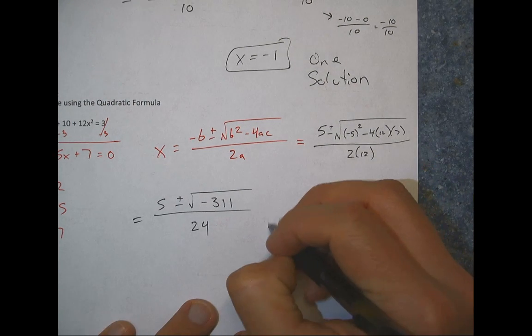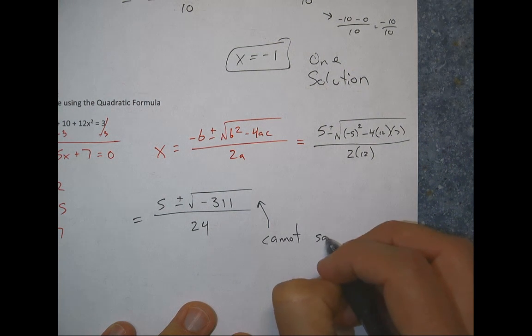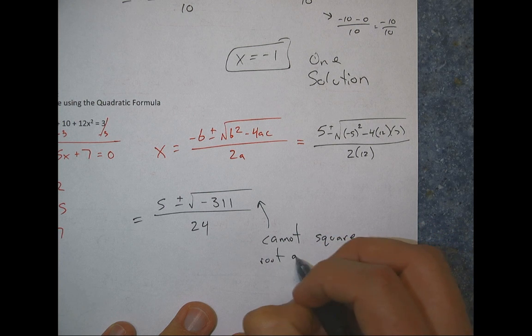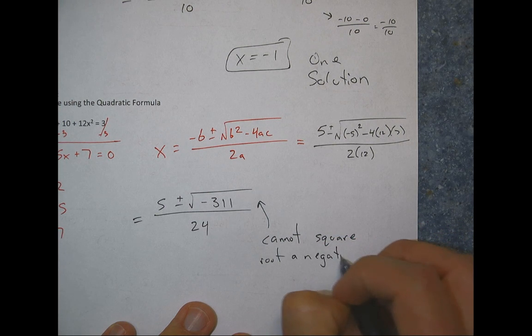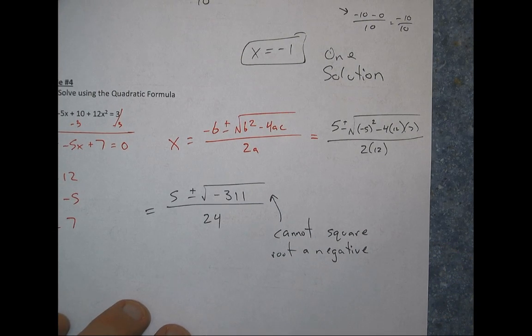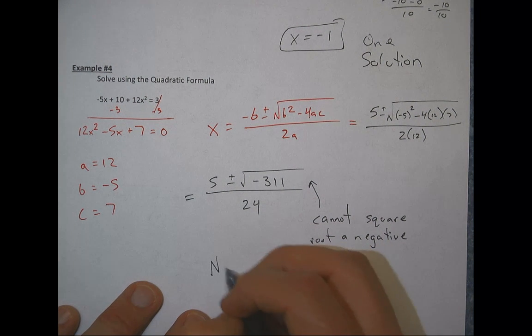Okay, so let's write that down. You cannot square root a negative. And so this is one of those special cases which we've dealt with before. There is no solution.